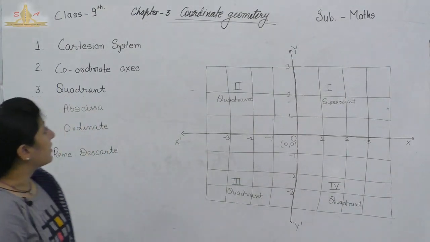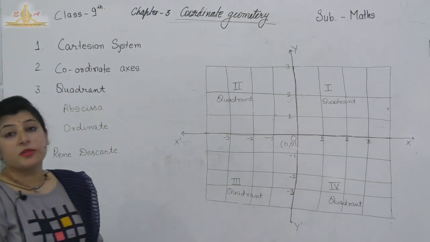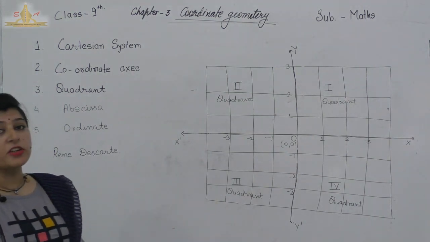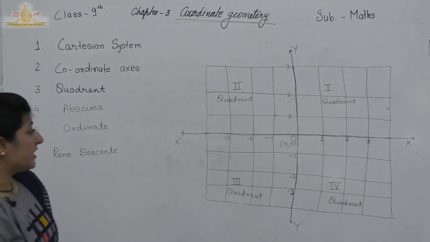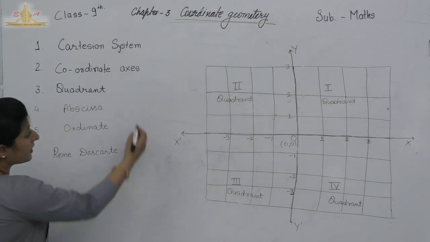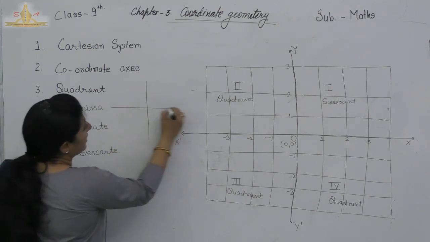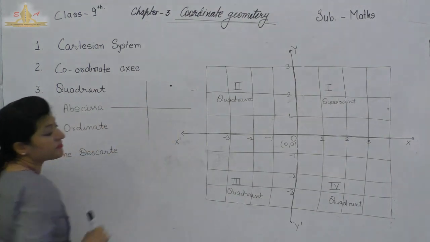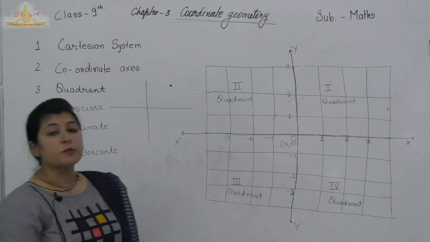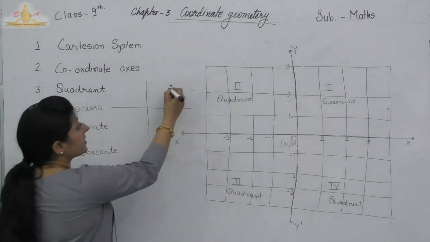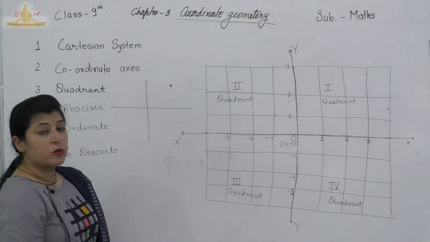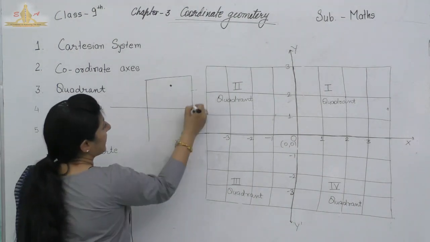In math, what is coordinate geometry? Why is there a need for coordinate geometry? See, suppose someone is here and we want to locate the position of this person. Then how can we locate? Suppose we divide like this.